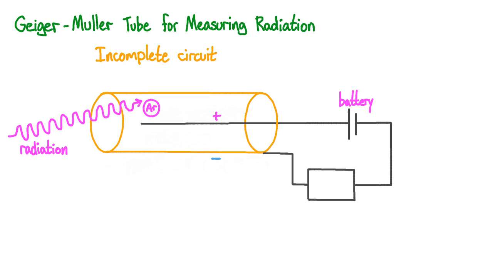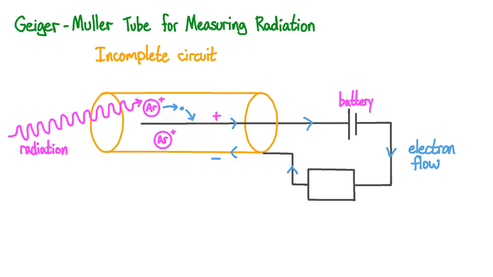When radiation strikes one of the noble gas particles, in this case an argon particle, it can knock free an electron, creating an argon cation. These electrons are attracted to and accepted by the positively charged central wire anode. These electrons flow through the circuit, ending up at the negatively charged aluminum tube cathode at the other end.